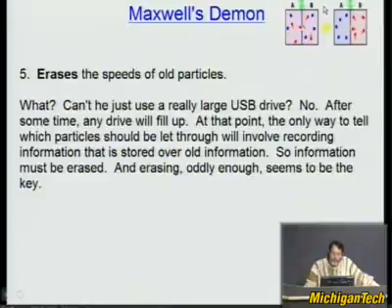Can he just use a really large USB drive to just write down all the particle positions? Then he won't have to erase. Well, it turns out that after some amount of time, any drive will fill up. At that point, the only way to tell which particle should be let through will involve recording information that is stored over old information. Therefore, some information must be erased. And erasing, oddly enough, seems to be the key to our current understanding of Maxwell's demon.